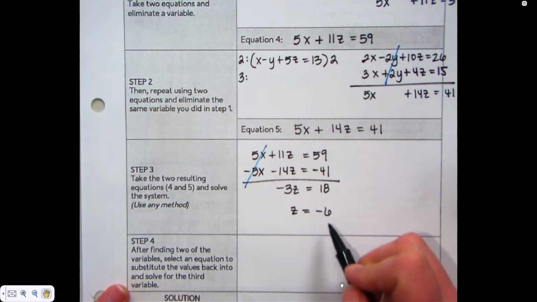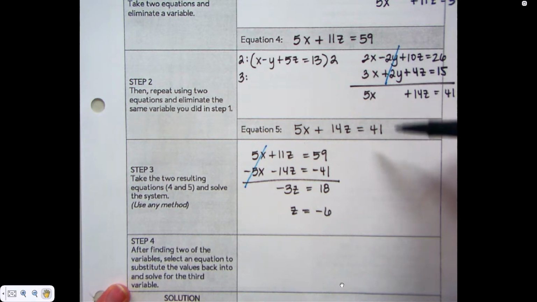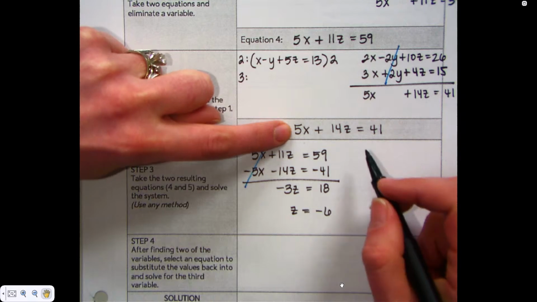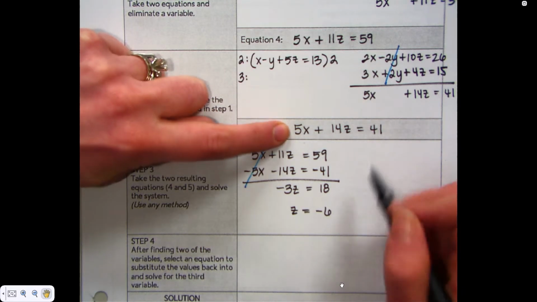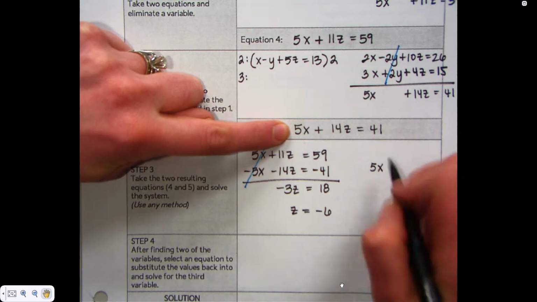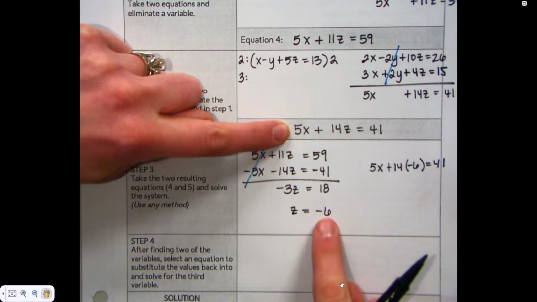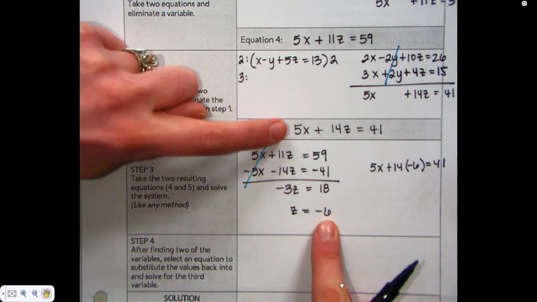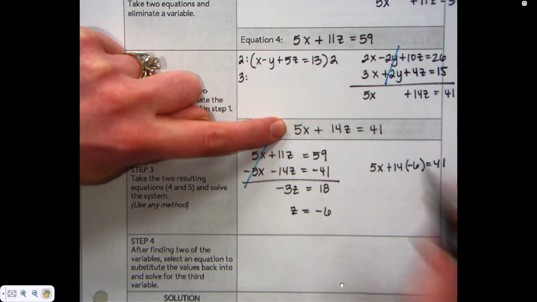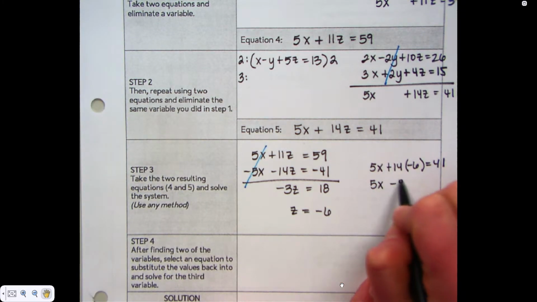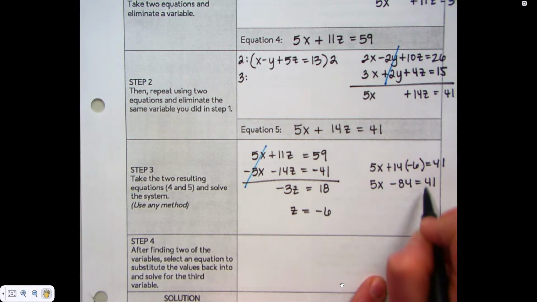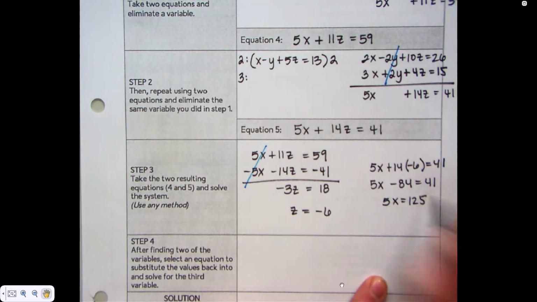Right? But I could take that back and I could plug it into either equation 4 or 5. Either one of them would work perfectly fine. And I could now solve for which variable? I could solve for x, right? So let's just grab this one since it's close by. They're both about equally as terrible in terms of multiplying. We would have 5 times x plus 14 times negative 6 and 41. So I'm plugging the variable that I managed to solve for back into either equation 4 or 5. Here I chose equation 5. So that's going to give me 5x minus 84 equal to 41. I'll add that over. It gives me 125, and I've solved that x is 25.